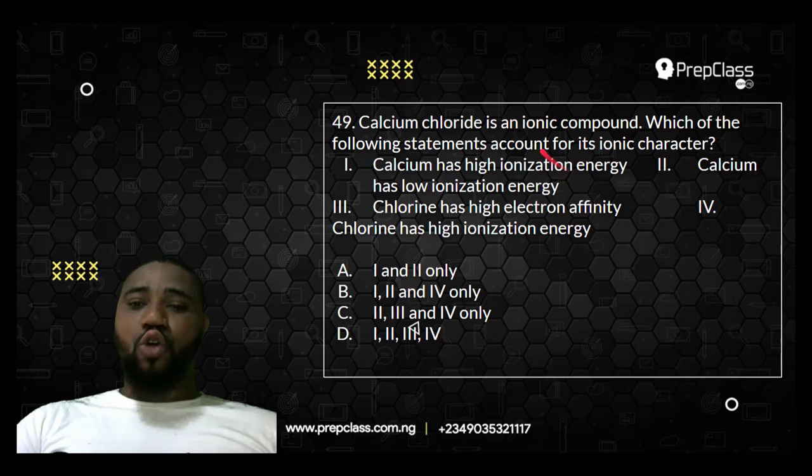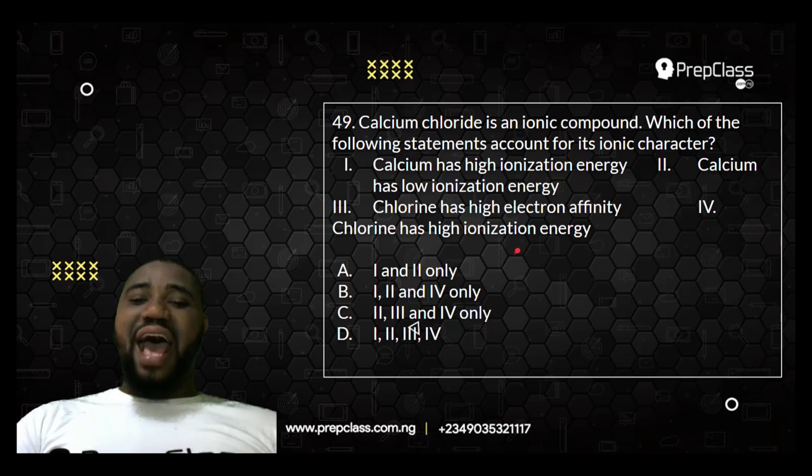So the first statement, calcium has a higher ionization energy. That is wrong. I will not go with number 1. Number 2, calcium has a low ionization energy. Of course, metals have a low ionization energy. I'll go with number 2. Chlorine has a high electron affinity. Yes, high tendency to attract electrons. So 3 is correct. Chlorine has a high electron affinity.